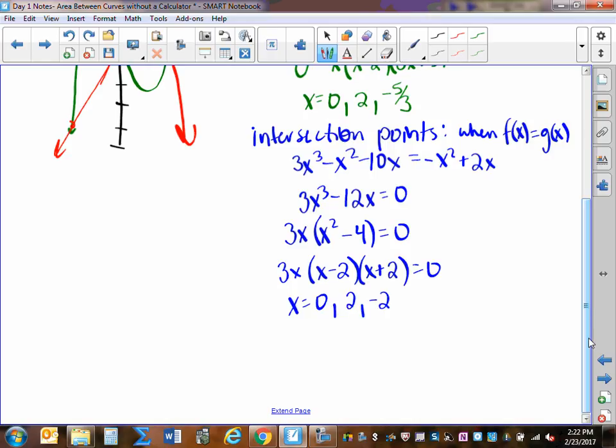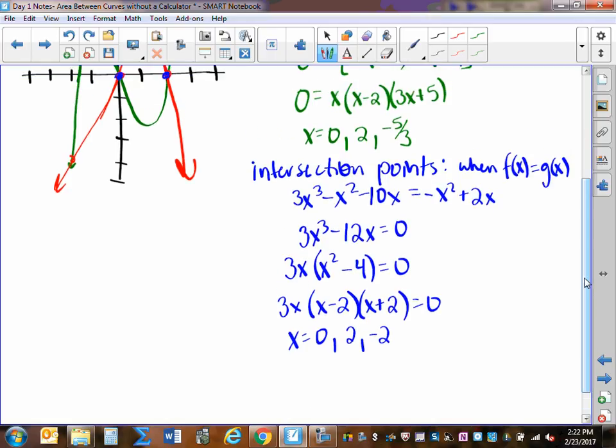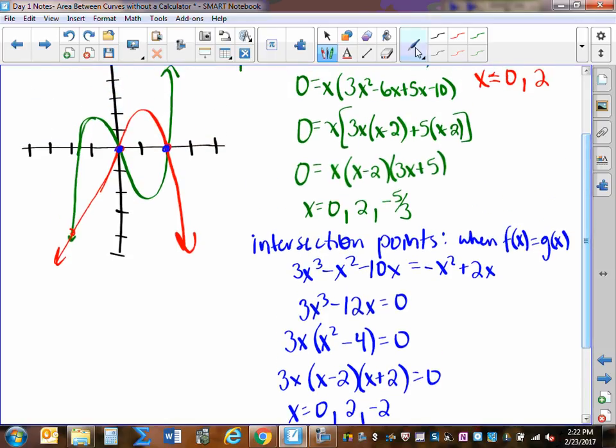Do we agree with that there? So we had already found the 0 and the 2, but now we know that the other intersection point is at negative 2. Okay, so if we look at the region bounded by these two curves, do you agree that it's actually these sections, not just this section, but also this one here? Right? We actually have two regions here. So the area bounded by these two curves are actually these two regions.